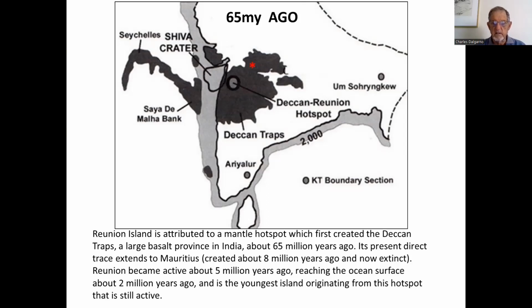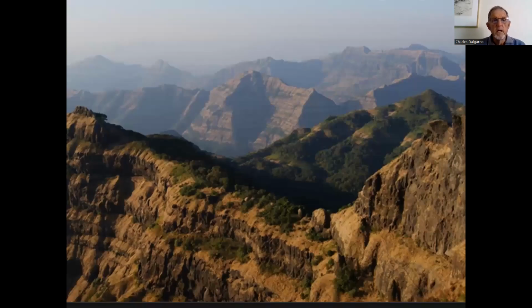It goes on to say that the present direct trace of the volcanism extends to Mauritius. Réunion became active about 5 million years ago, reaching the ocean surface about 2 million years ago. And it's the youngest island originating from this hotspot that is still active. Amazing volcanic features of the Deccan Traps illustrated here from India. Just amazing volume of extrusive basaltic rocks.